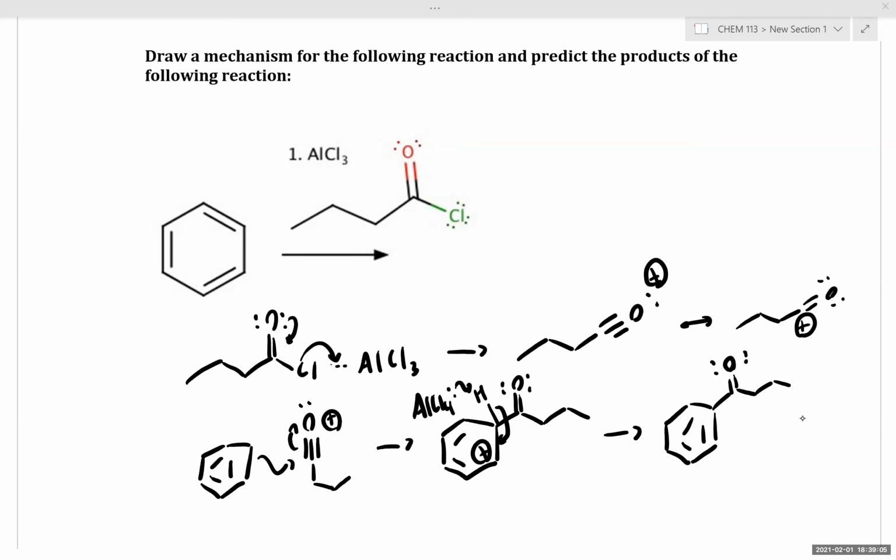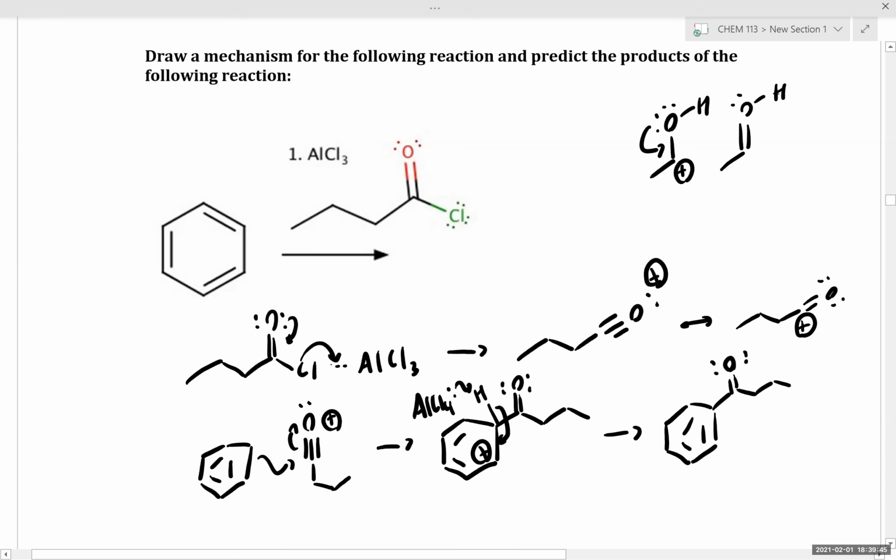Well, it is a major resonance contributor because the acylium ion both follows the octet rule and it attempts to stabilize this relatively unstable sp2 cation. So generally, if you have a carbocation adjacent to an atom with a lone pair, then you can stabilize your carbocation via resonance.